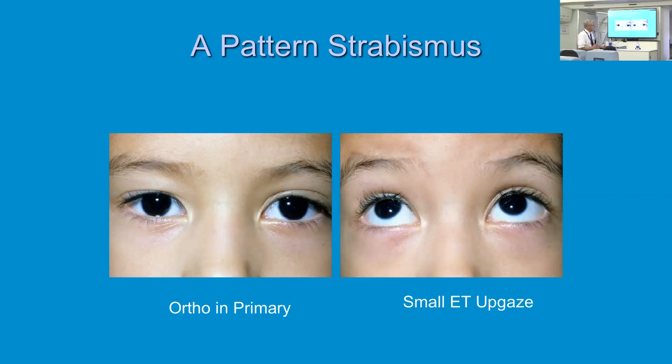They're not as frequent as I see in V patterns, but when I do see them, they usually are in kids that probably had a strabismus, but it wasn't corrected early. And as they get older, it seems to develop.